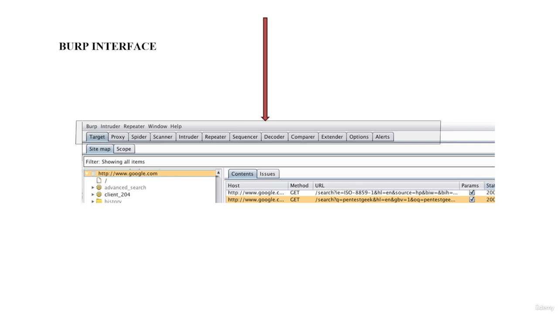Spider. The Spider automatically crawls the web application. It finds all the pages and forms, helping us to understand the entire scope of the application. Scanner. The Scanner identifies vulnerabilities automatically. It scans for common security issues like SQL injection, cross-site scripting, and many more. Intruder. The Intruder performs automated attacks to find weaknesses. All these components work together to provide a comprehensive security solution.